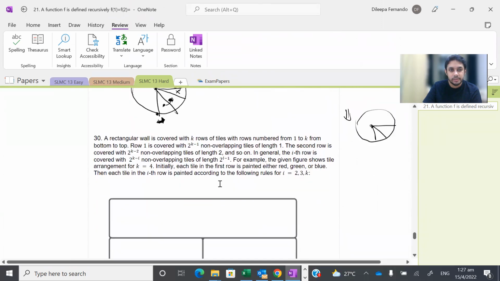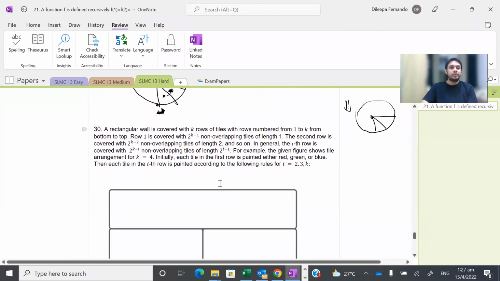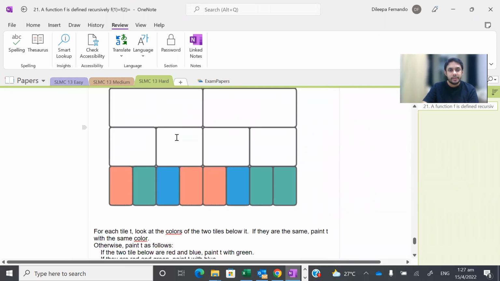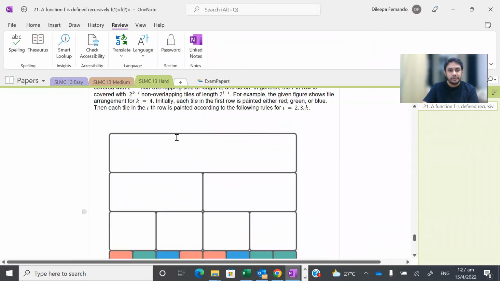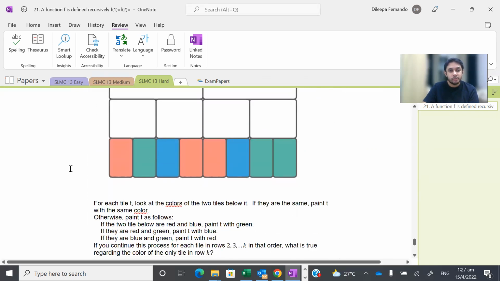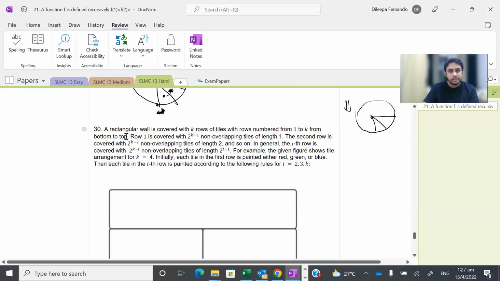So let us go to the final question. It's about a rectangular wall with k rows of tiles. Rows are numbered from bottom to top. So in row 1 you have 2 to the power k minus 1, and then 2 to the power k minus 2, and so on, and then 2 to the power 0 on the top.